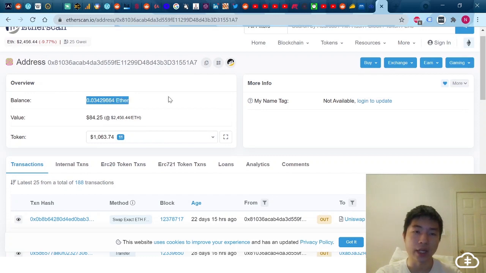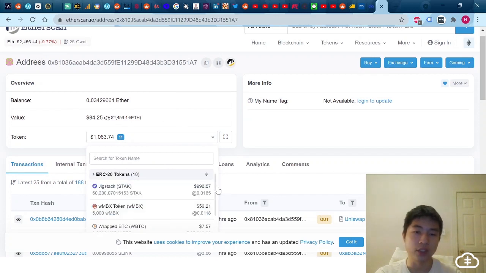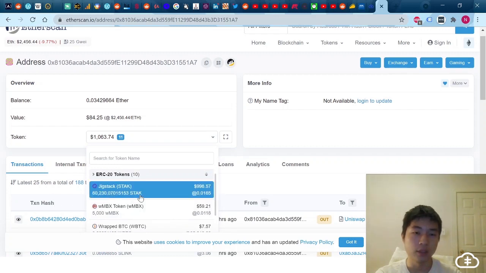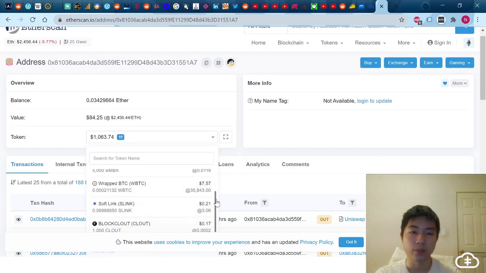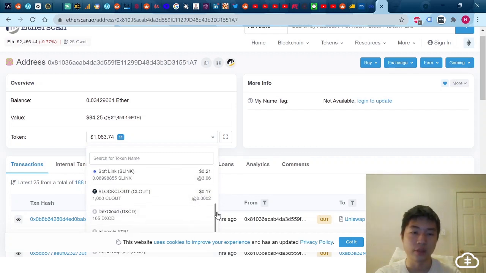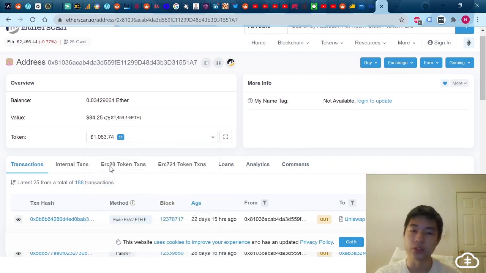Well, you can see here I have a small amount of Ether. And you can also see here I have these ERC20 tokens in my wallet. I have a little bit of these tokens. Some of the tokens I bought, some of the tokens were given to me for free. And all your holdings, everything that you have in your wallet, all of this is public.